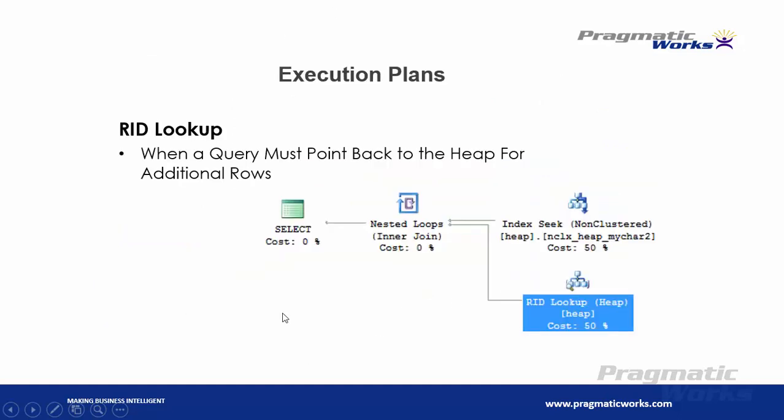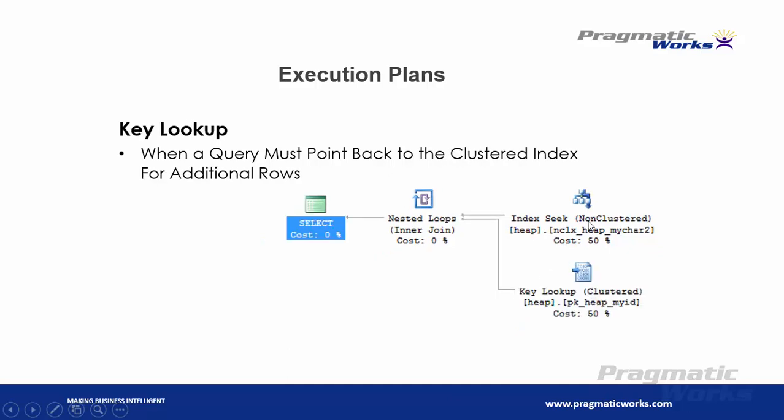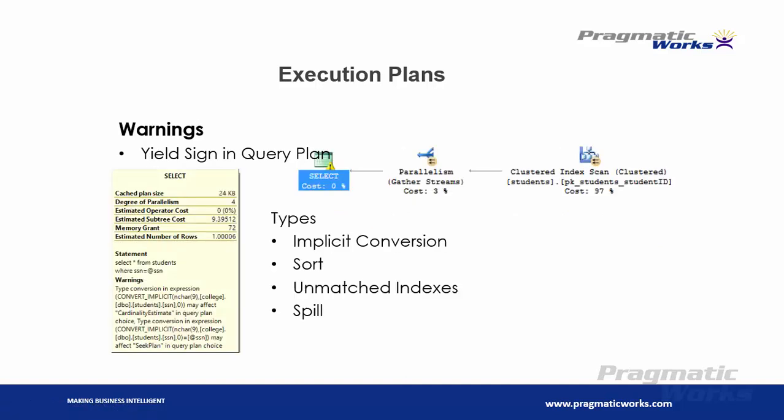Things to look at when we're looking at execution plans. If a query reads in some data from a non-clustered index and it needs to look at the heap in order to find the rest of the columns for the query, that is known as a RID lookup. And if the non-clustered index needs to look back at the clustered index for additional columns, additional data, that is known as a key lookup.